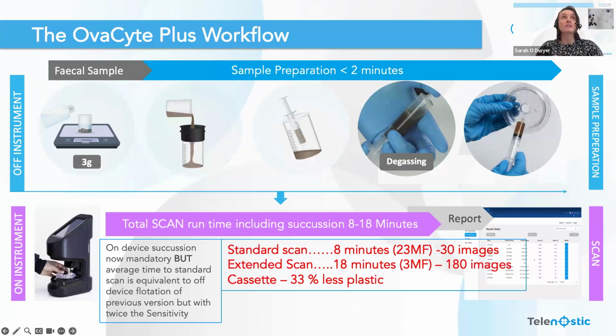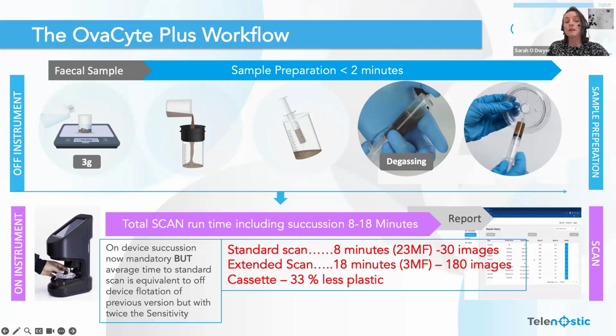So just to take it from the OvaCyte Plus workflow, the initial workflow is very similar to what you would have been using with the 2 ml. You're weighing out the same amount of feces, using the same flotation fluid and the same filter. And then the most important step, looking at it from a veterinary point of view and as an end user myself, is this degassing step.